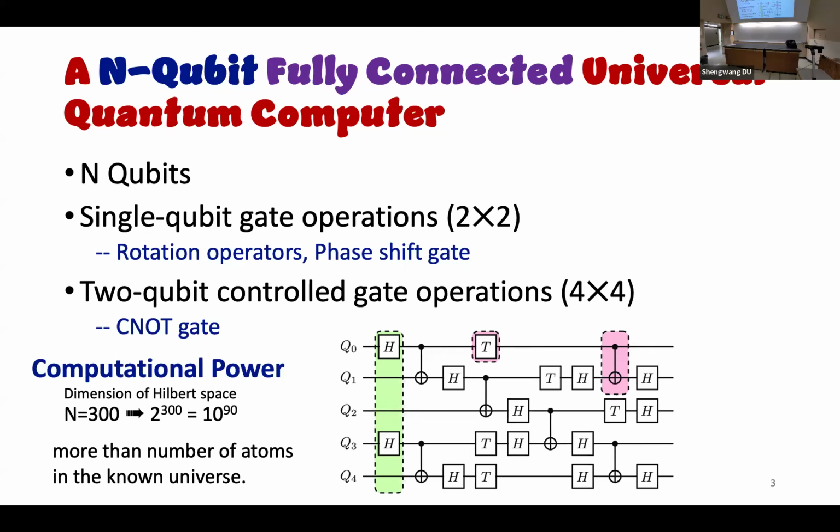So if you have this kind of quantum computer, as I already mentioned, with 300 qubits, it spans a dimension of space larger than the number of atoms in the universe, which a classical computer cannot handle. So that's already powerful enough, and you can build the quantum circuit.